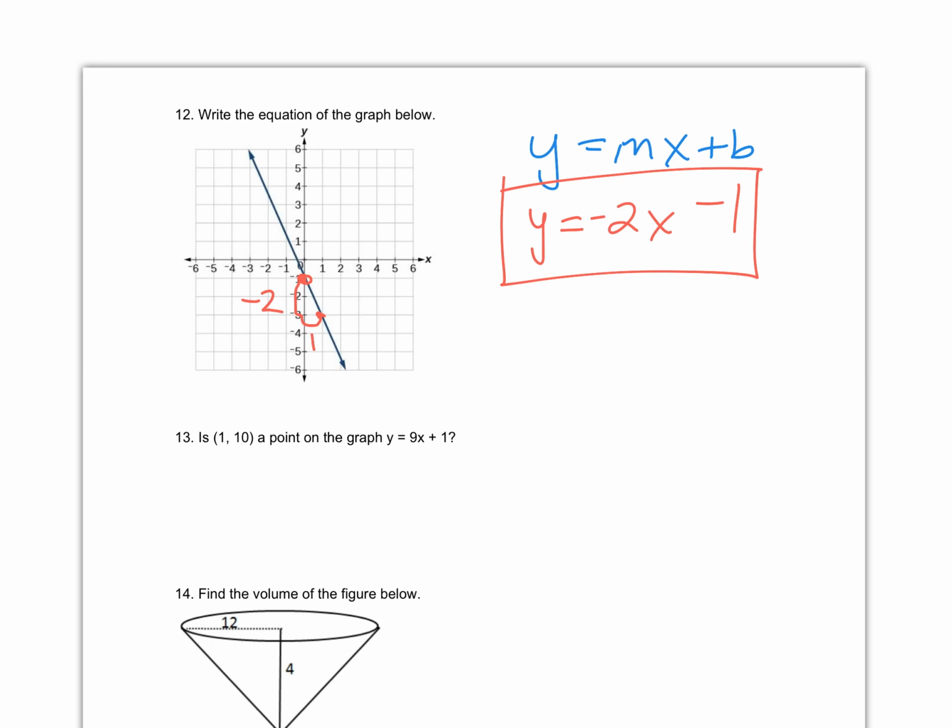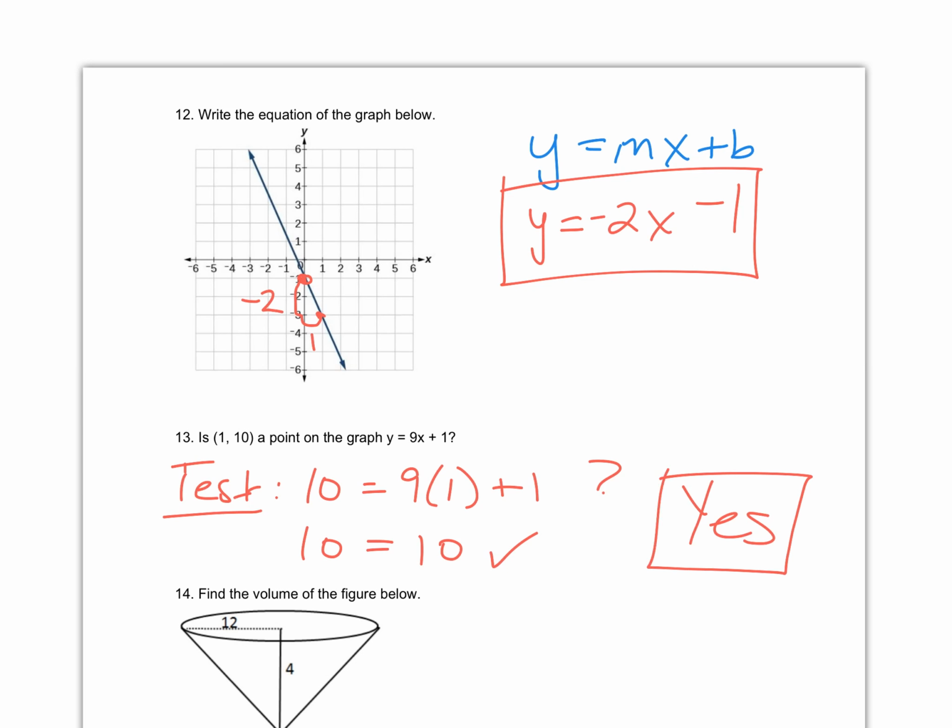Our next question is, is 10 a point on the graph? Well, we can just test it. If I plug in 1, does it give me 10? So does 10 equal 9 times 1 is 9, plus 1 is 10. So we're going to say, yes, that is a point on our graph.